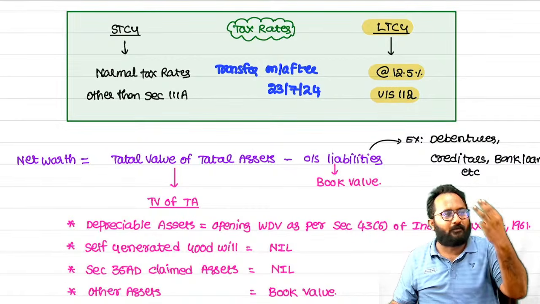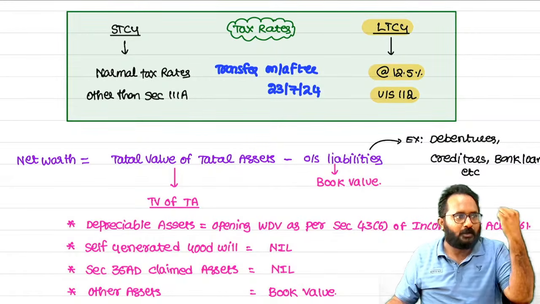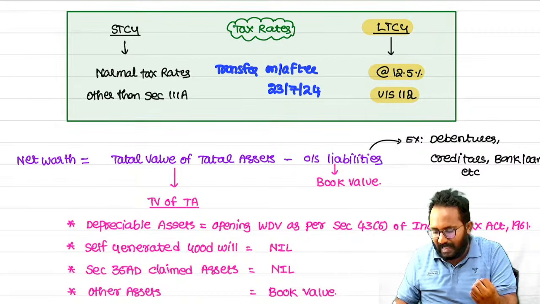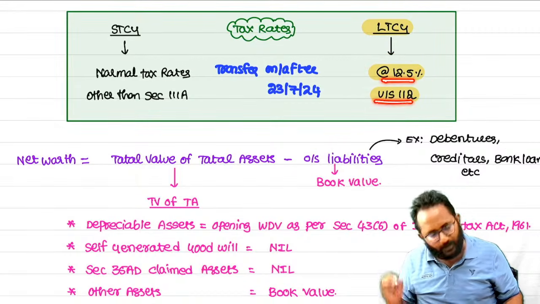Section 112A capital gain applies only for 3 assets: listed equity shares, equity oriented mutual funds, and units of business trust. Here, for assets other than these 3, that is why section 112 applies, at 12.5%.